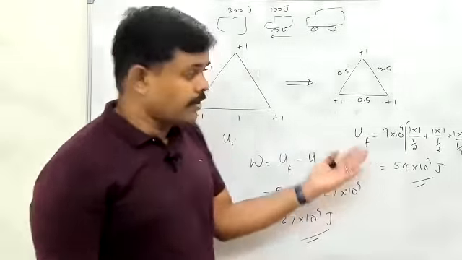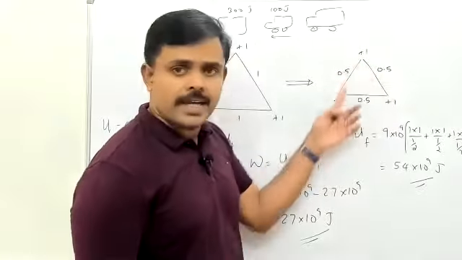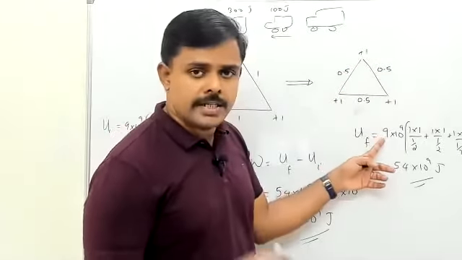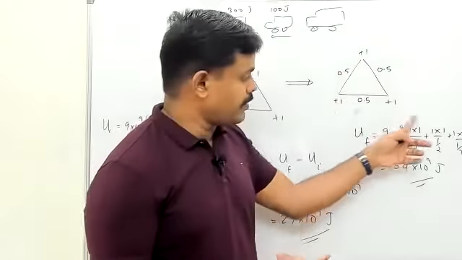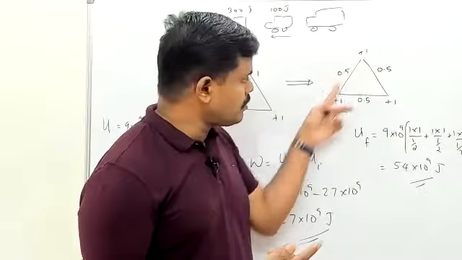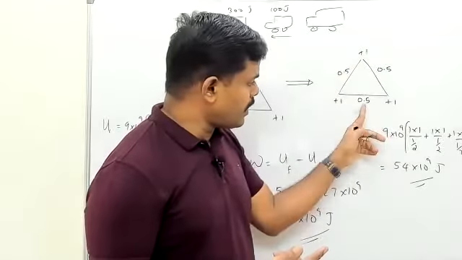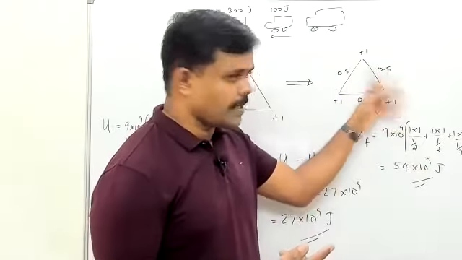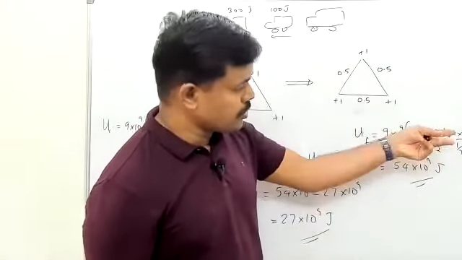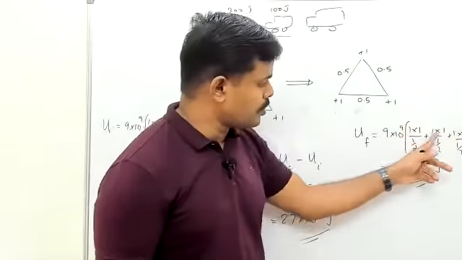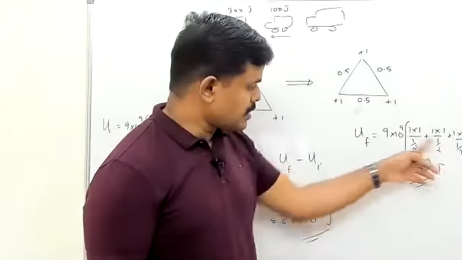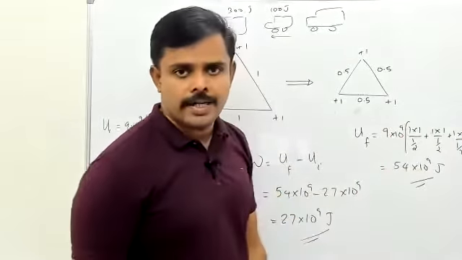Later on, when you make it a smaller triangle, the energy is 9 into 10 power 9 into 1 into 1 by 1 by 2. The distance is 1 by 2 now. So 2 goes to the numerator each time. 2 plus 2 plus 2 is 6. 6 into 9 is 54 into 10 power 9 joules.